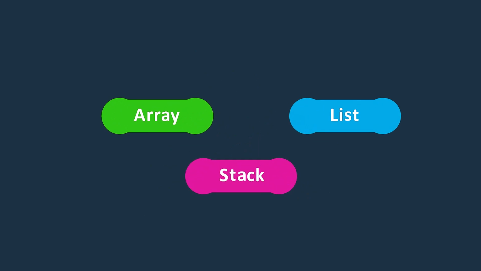There are many different types of data structures, including arrays, lists, stacks, and so on. Each data structure has its strengths and weaknesses and is suited to different types of problems.